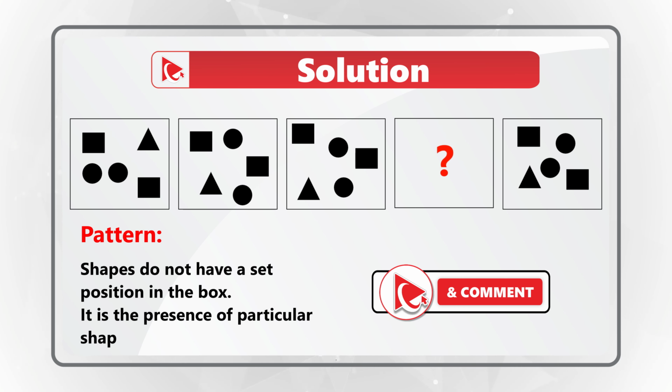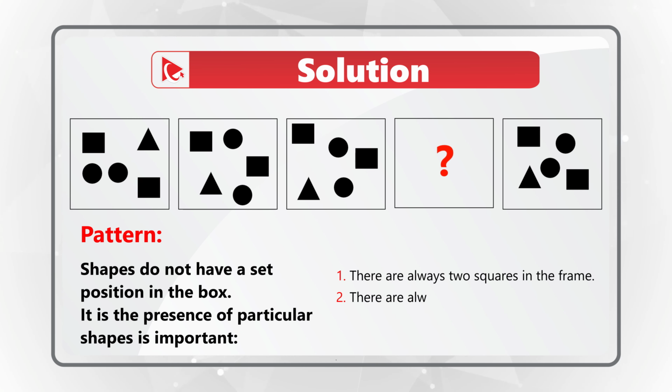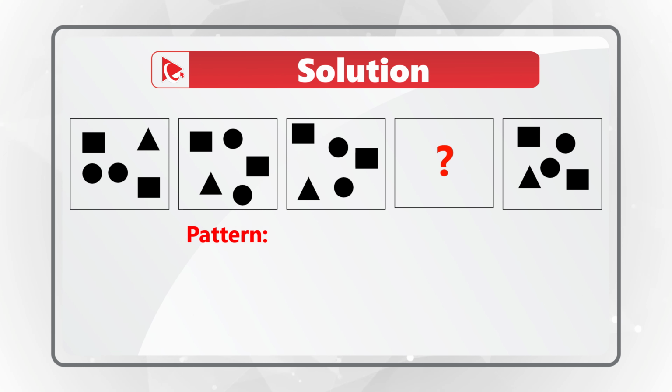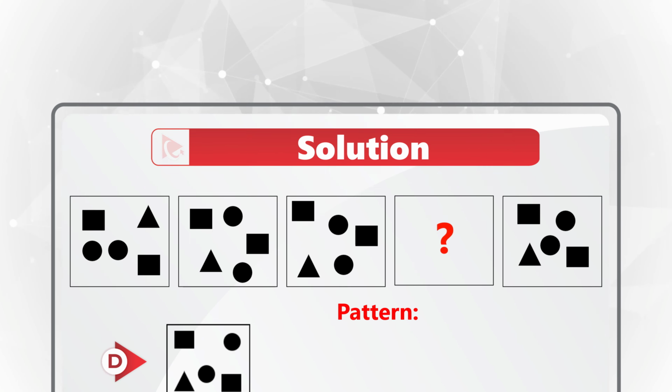And there are 3 variables for the pattern that we see here. There are always 2 squares in the frame, there are always 2 circles in the frame, and there is always 1 triangle in the frame. So the correct answer here is choice D. If you have doubts, please go and review the original question to make sure that we've got the correct solution.